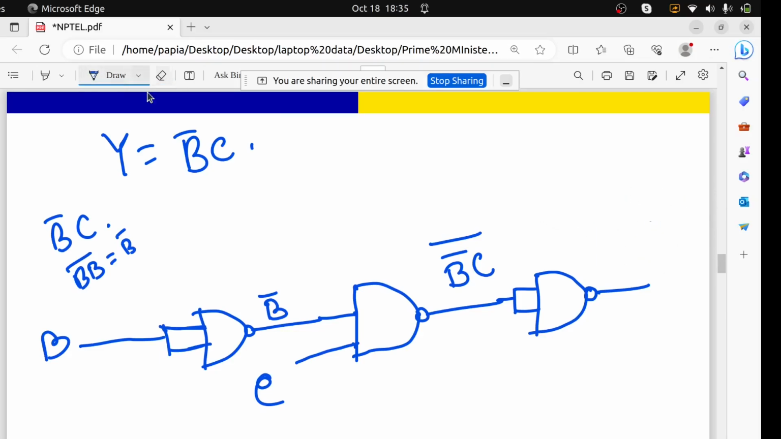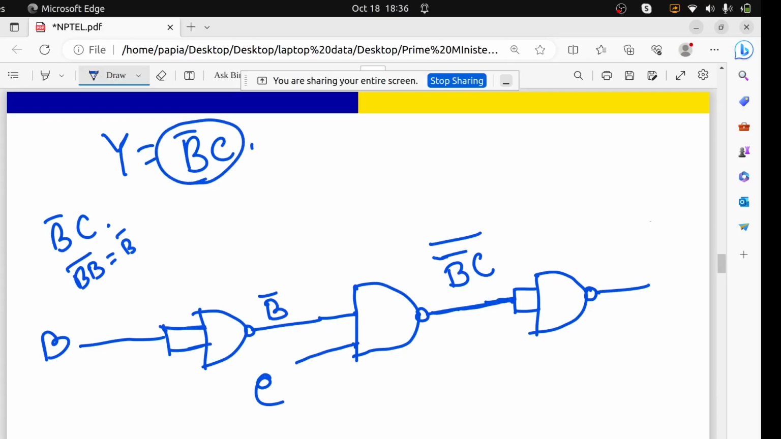See, this is our output from this gate, right? The gate is what? That B bar was there and the C was there, so as a whole it will be bar. That means B bar C whole bar. This is the output from this gate. Now we want this one.